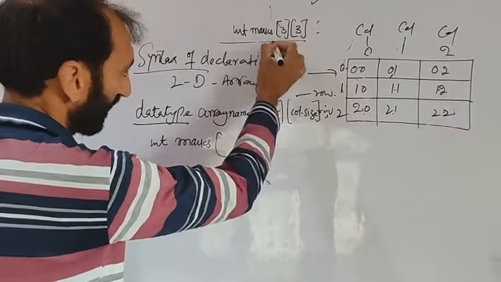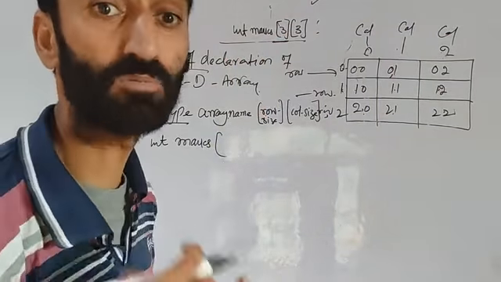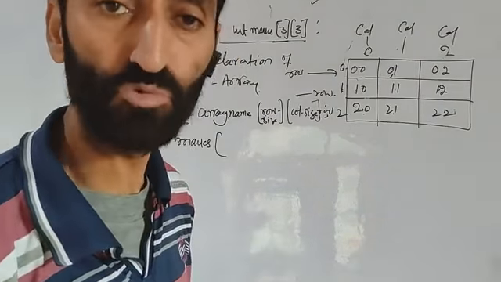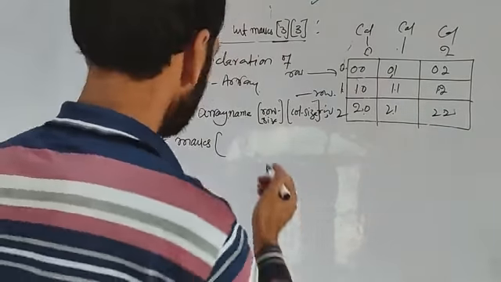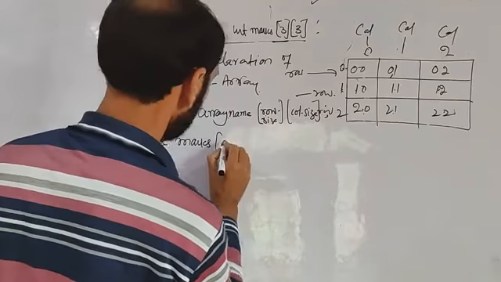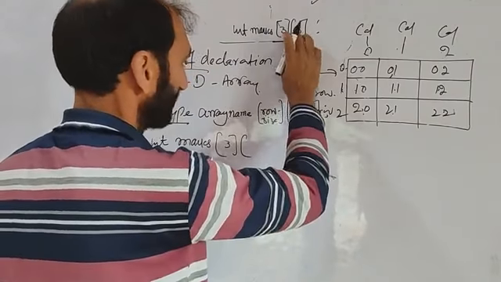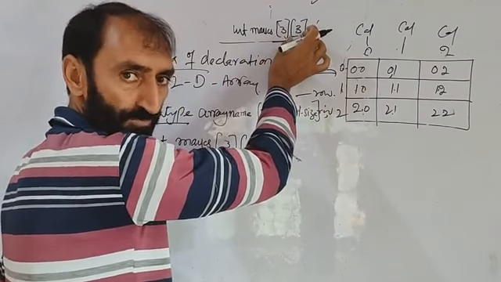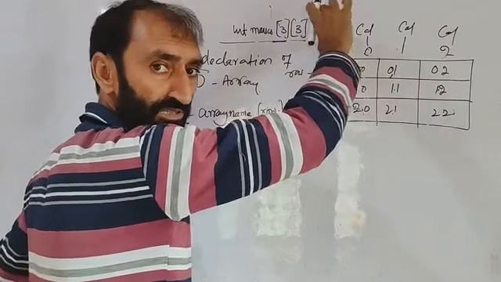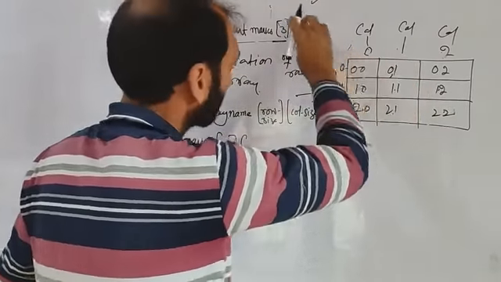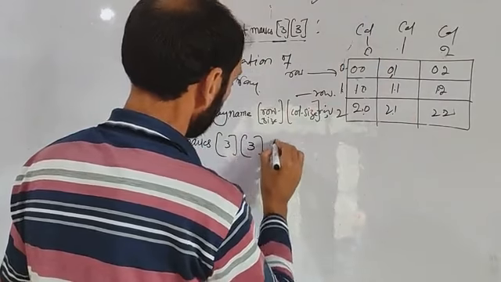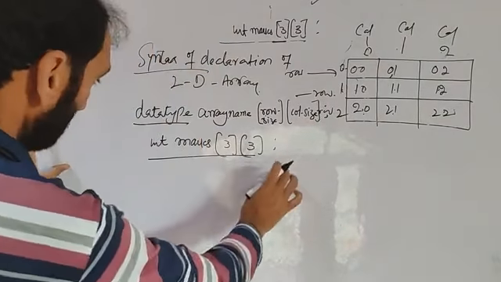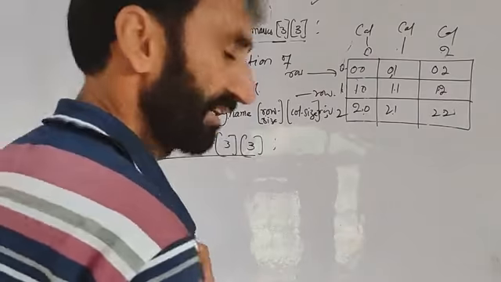The first subscript is the size of rows. How many rows does this two-dimensional array consist of? Here it consists of 3 rows. And how many columns? The second one is the second subscript. This is the first subscript, this is the second subscript. It shows how many columns this two-dimensional array has. Here it is 3 columns. This is the declaration of an array. This is the syntax of declaring a two-dimensional array.